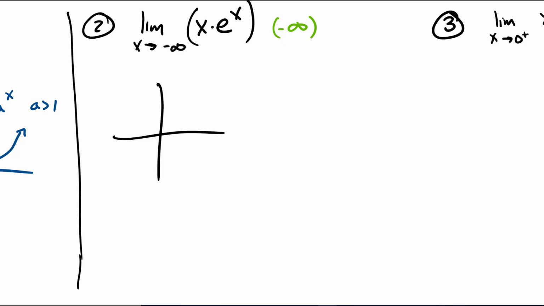Negative infinity. Well, if we know how to graph e to the x, this isn't a big deal. We're like, oh, there's e to the x. As x is going to negative infinity, what's the height going to? Isn't that 0? It's going towards an asymptote. Oh, cool. So what we have there is negative infinity times 0.